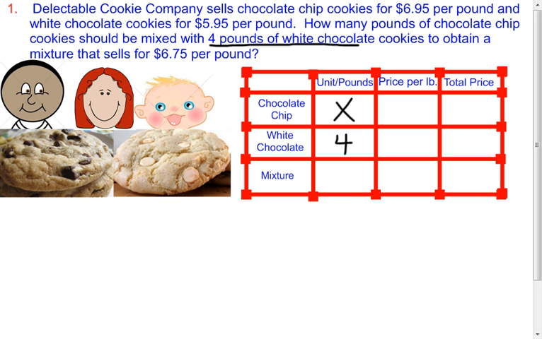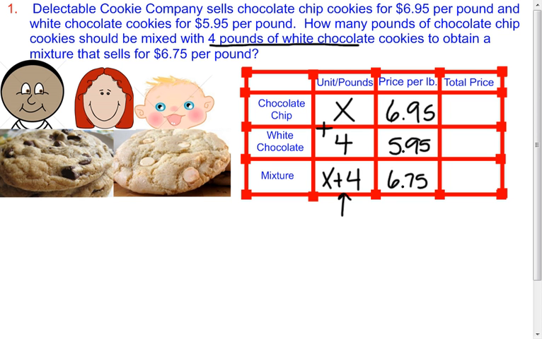To get your mixture, you will add the two rows above it. So we'll add x and 4 to get x plus 4. That's what you will do to get that box every time: take these two boxes and add them together. Now, the chocolate chip cookies sell for $6.95 a pound, the white chocolate sell for $5.95 a pound, and my mixture will sell for $6.75 a pound.